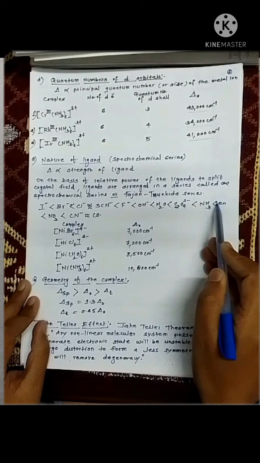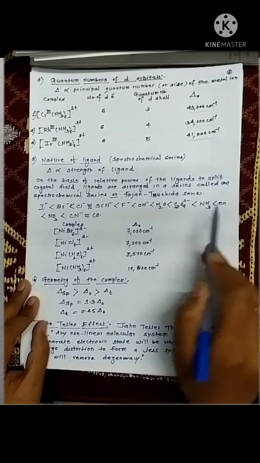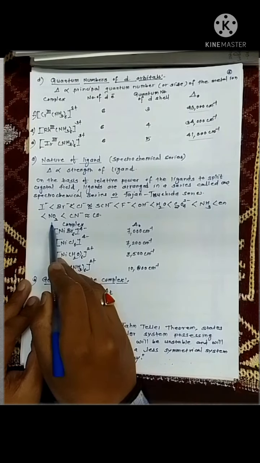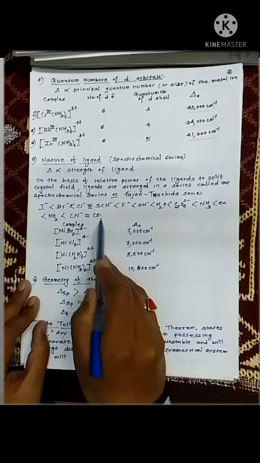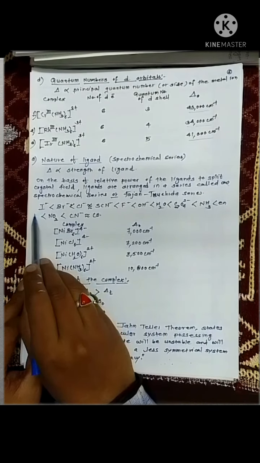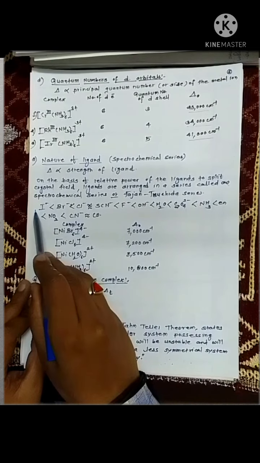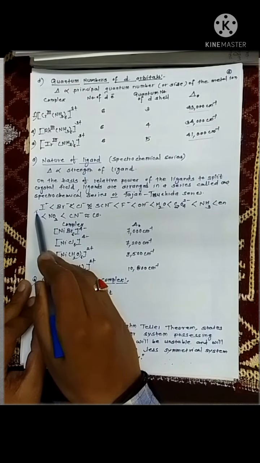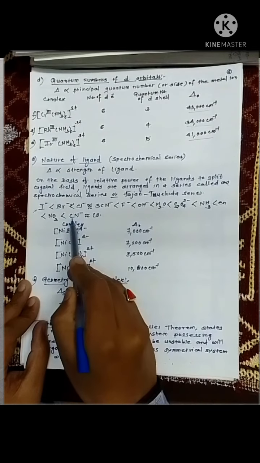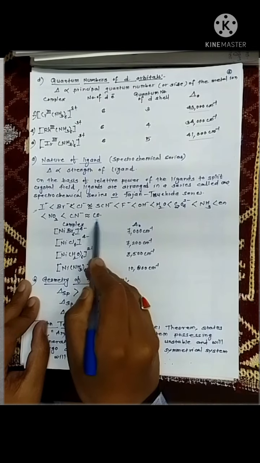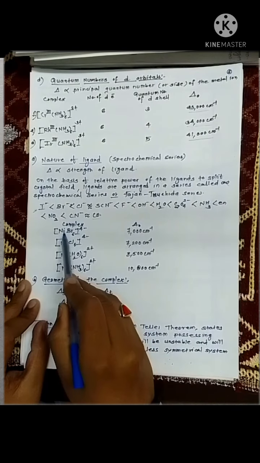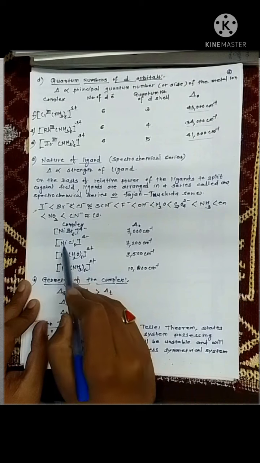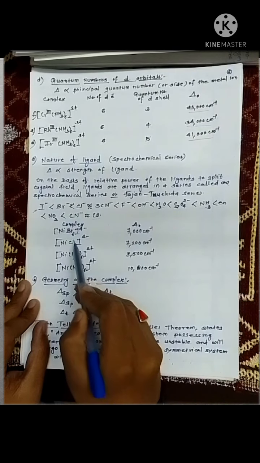Ammonia has lesser value as compared to your EN. EN has lesser value as compared to NO2. NO2 has lesser value as compared to cyanide, and cyanide has nearly equal value as compared to your CO. In this series, we see that iodine has least CFSE value, and cyanide and your CO have highest CFSE value. Just see the example. In all these examples, central metal ion is the same, just the ligands are different.